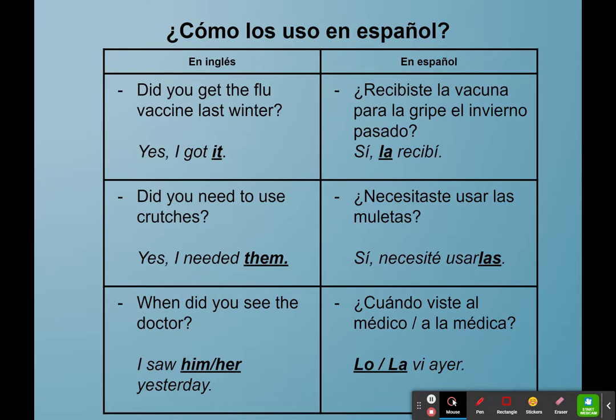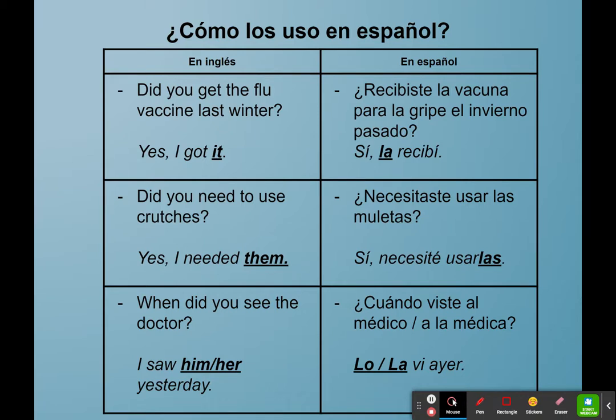Did you get the flu vaccine last winter? The question en español, ¿recibiste la vacuna para la gripe el invierno pasado? And the answer in English, yes, I got it. And the answer, sí, la recibí. La replacing la vacuna para la gripe, the flu vaccine, from the question in the answer.